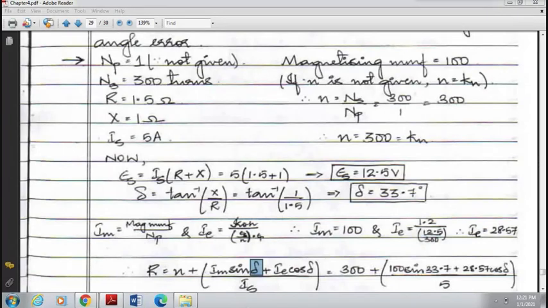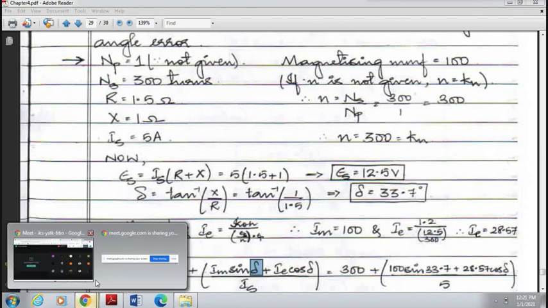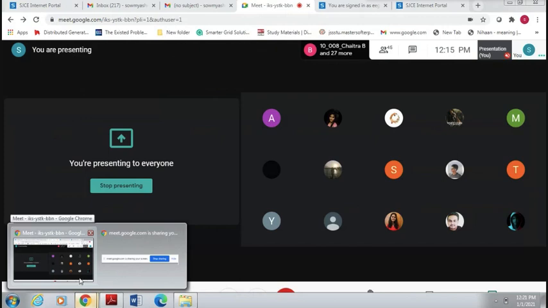What is the answer for R? Ma'am, 379.25. 379. Yes, ma'am. Okay, once check out, everybody. Please check out the answer whether you're getting 379. Anybody else, please try that problem and tell me the answer.